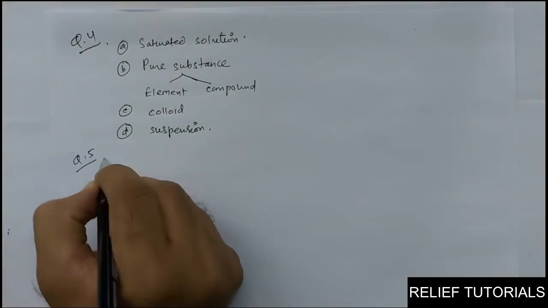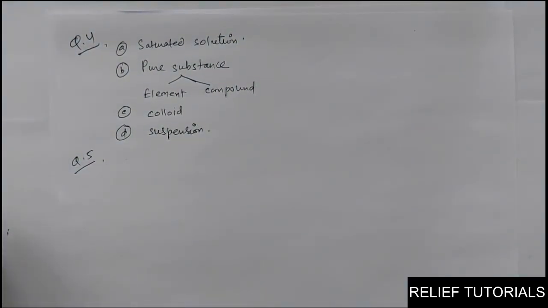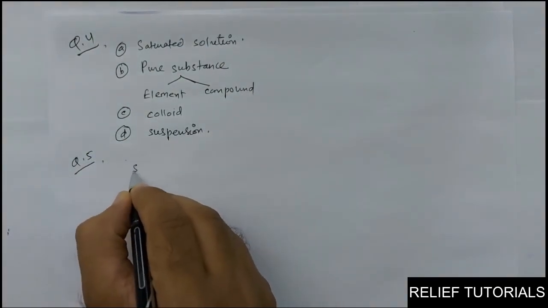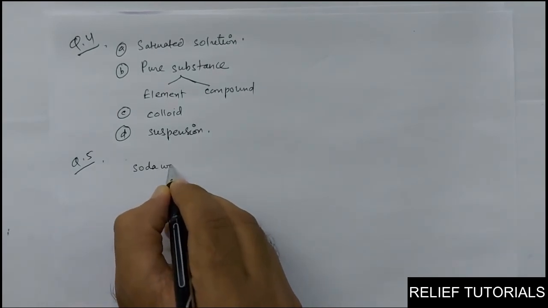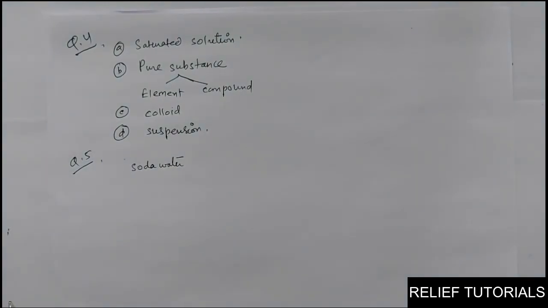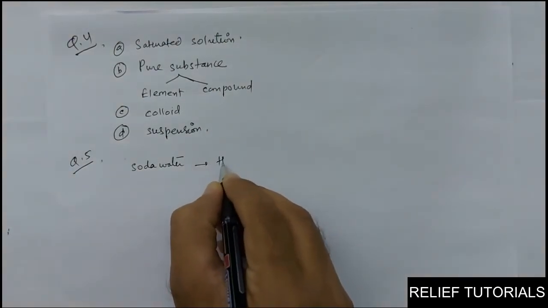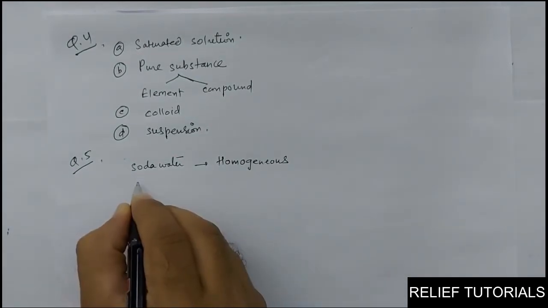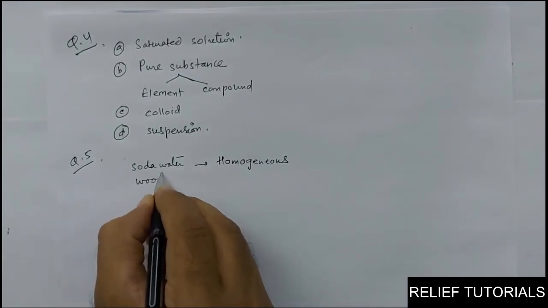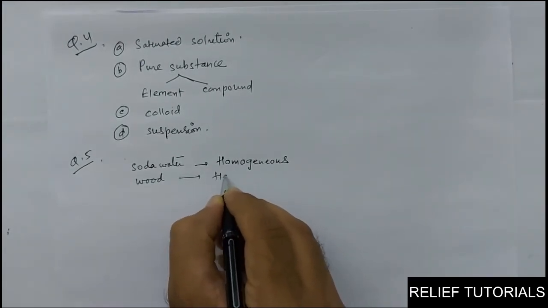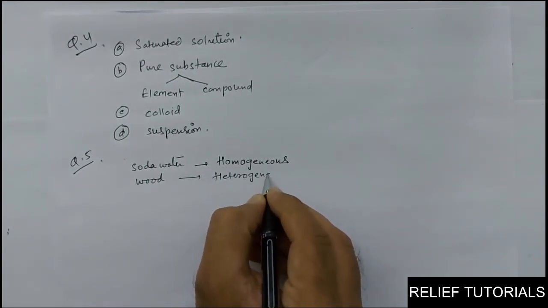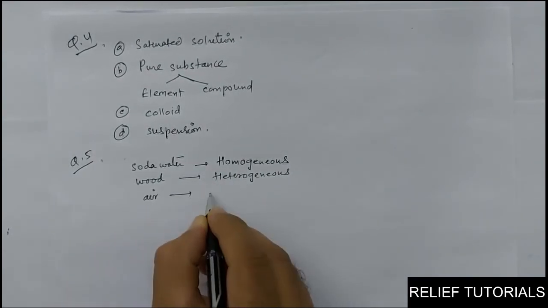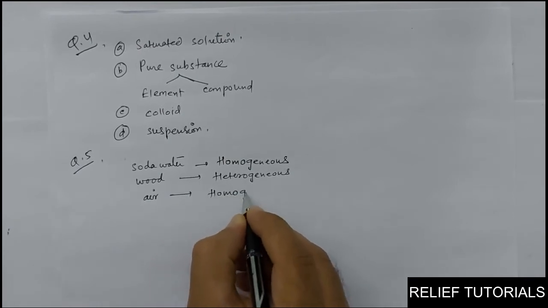Question number 5. Classify each of the following as a homogeneous or heterogeneous mixture. The examples are soda water. Soda water is a mixture of water and carbon dioxide gas which is thoroughly mixed with each other, so that is homogeneous. Then wood. The density of wood is not the same everywhere, so it is heterogeneous. Air. Air is homogeneous. All the gases are present everywhere.